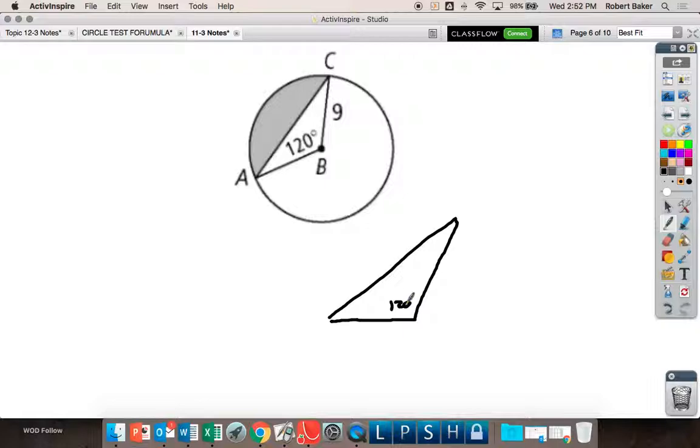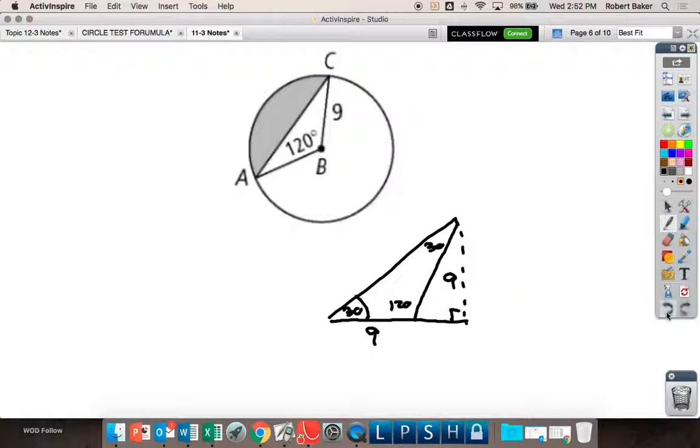So because this length is 9 and this length is 9, that's an isosceles triangle, right? So how big is this angle? 30. We talked about that earlier. So because it's an obtuse triangle, you can drop an altitude, but it becomes outside the triangle, which is fine. We'll call this the height of my triangle.